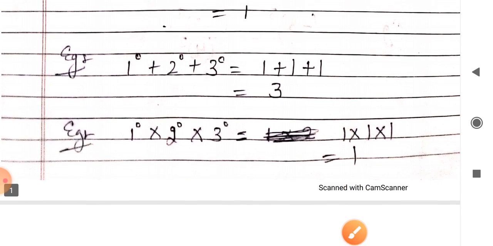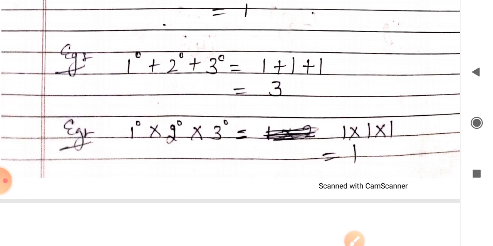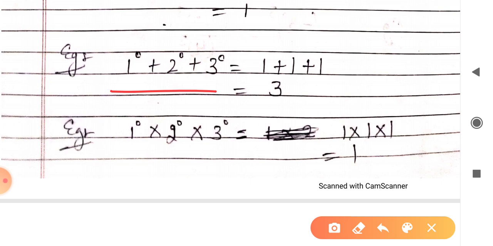Next example is 1 raised to power 0 plus 2 raised to power 0 plus 3 raised to power 0. Then 1 raised to power 0 is 1, 2 raised to power 0 is also 1, and 3 raised to power 0 is also 1. And there is addition among these, so write addition sign. So 1 plus 1 plus 1 is 3.